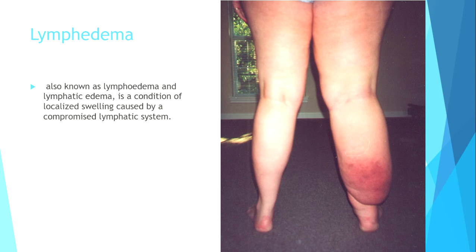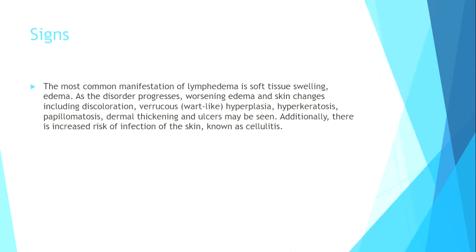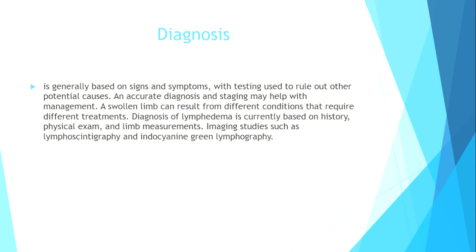Lymphedema, or lymphatic edema, is a condition of localized swelling caused by a compromised lymphatic system. Signs: the most common manifestation of lymphedema is soft tissue swelling, edema. As the disorder progresses, worsening edema and skin changes including discoloration, wart-like hyperplasia, hyperkeratosis, papillomatosis, dermal thickening and ulcers may be seen. Additionally, there is increased risk of infection of the skin known as cellulitis.